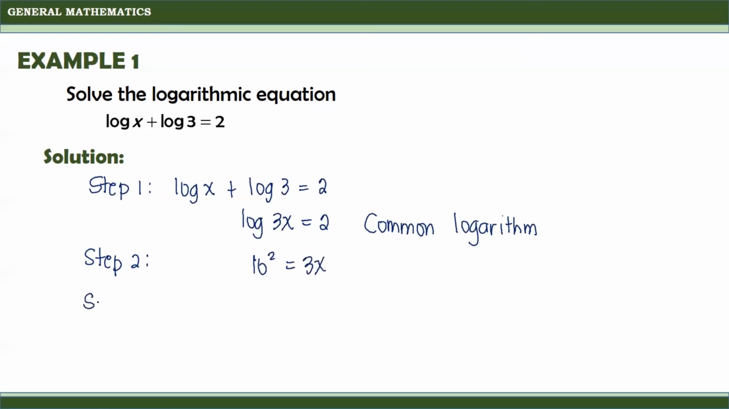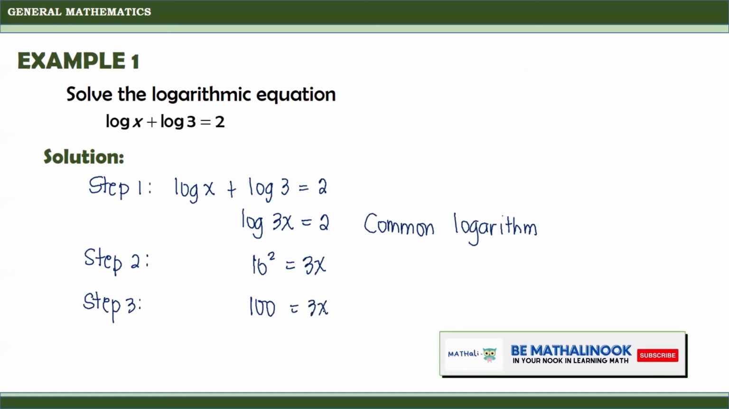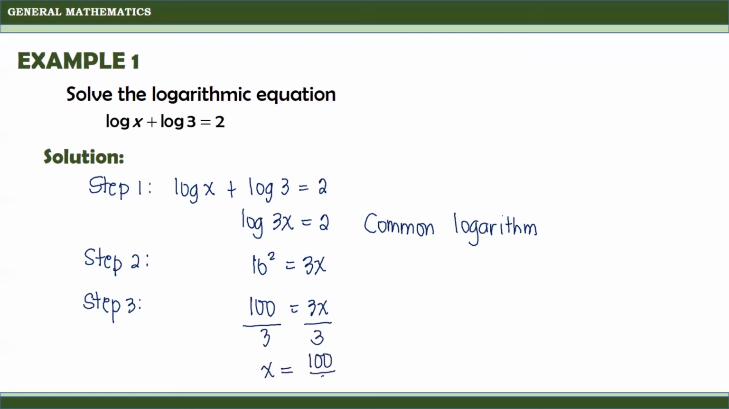For step number 3, we need to solve for the indicated variable. Since we have 10 squared equals 3x, simplifying 10 squared, we will have 100 equals 3x. Since we are solving for x, we will be dividing both sides by 3. Therefore, the value of x is equal to 100 over 3. Finally, for step 4, we will be checking if our answer is correct.